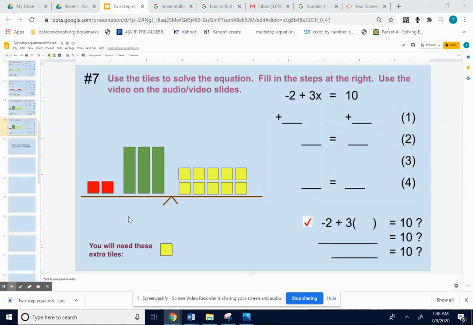Okay, number 7. We have negative 2 plus 3x balancing with 10. It looks a little different from the others because the rectangles aren't at the very left-hand side, but it's no big deal. We still want to get the rectangles alone. So think about what you could add to both sides to get the 3 rectangles completely alone.